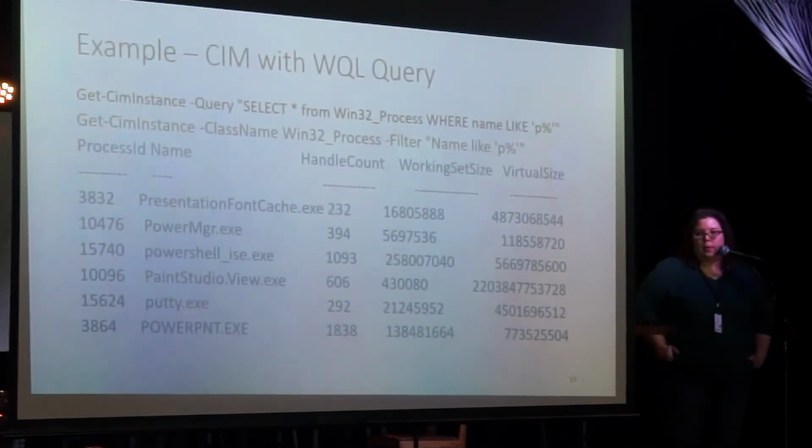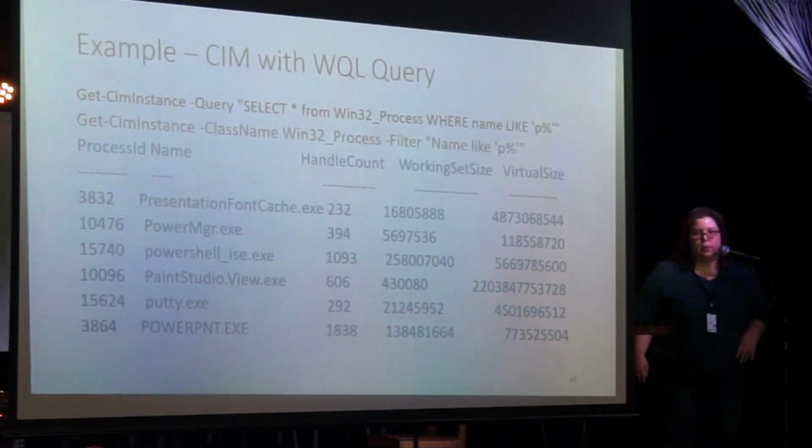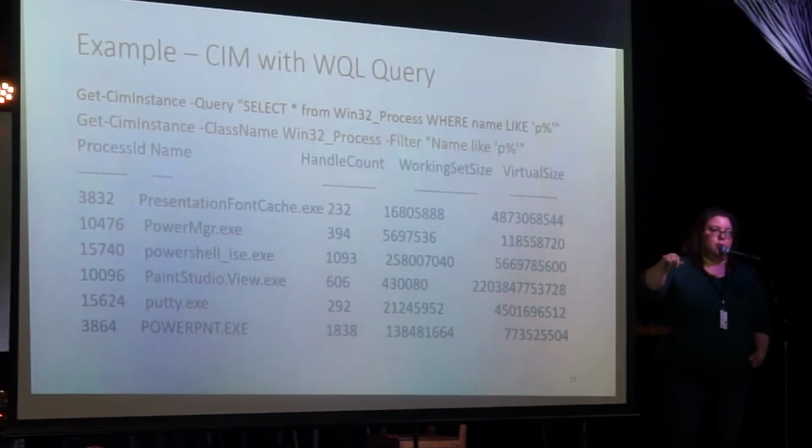Another example, CIM with a WQL query. So if you're very used to SQL type queries and you want to live off of that, this is how you can do it. You can go Get-CimInstance -Query and then just literally the SQL-like statement. And there's also another command below it in gray that would give you the exact same thing as what you see in blue there at the bottom.